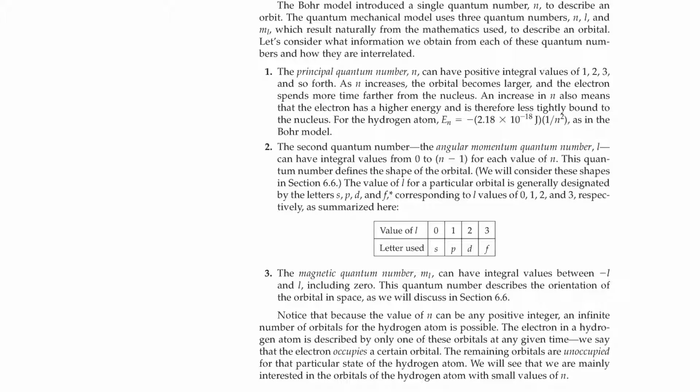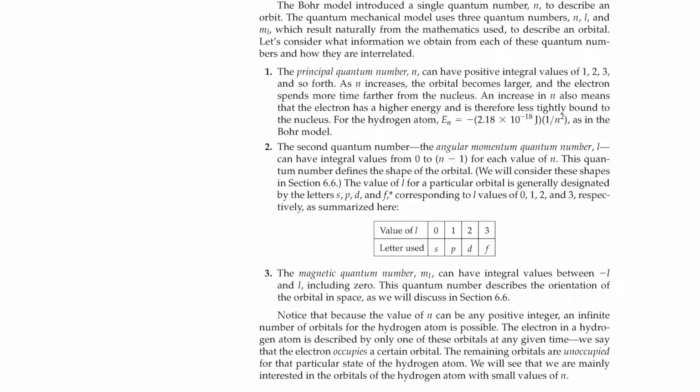Number 2, the second quantum number, the angular momentum quantum number, L, can have integral values from 0 to n minus 1 for each value of n. This quantum number defines the shape of the orbital. We'll consider these shapes in section 6.6.